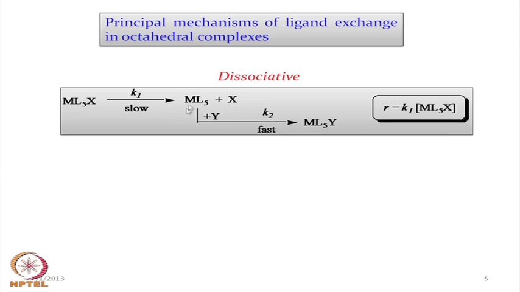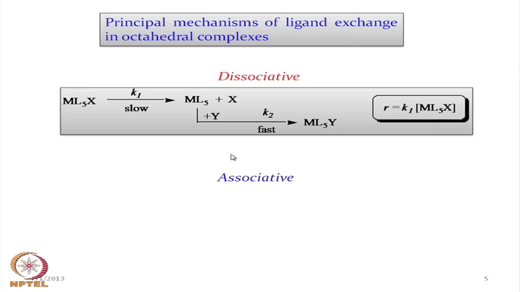So, immediately wherever the ML5 is forming, it immediately reacts with Y, forming ML5Y. In that particular case, if this is pretty fast and we are unable to measure the corresponding K2 value, the rate of the reaction R will be only dependent on the concentration of ML5X, without giving rise to the corresponding concentration of Y in the detailed rate law for the reaction of dissociative type.